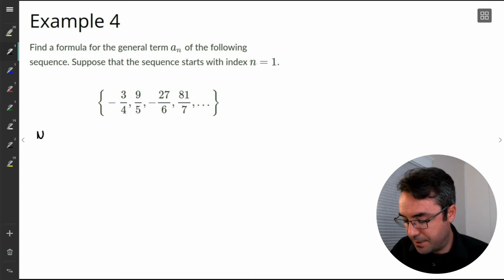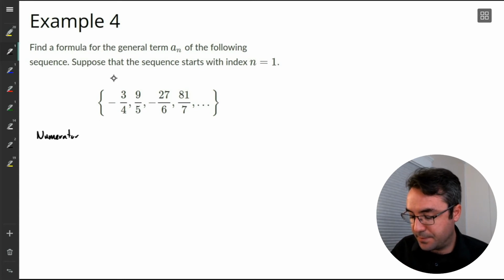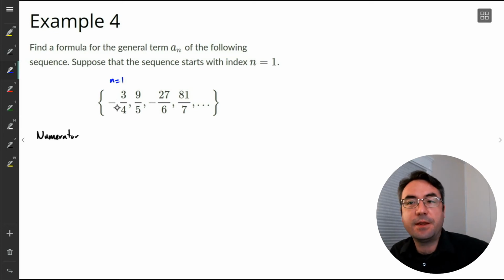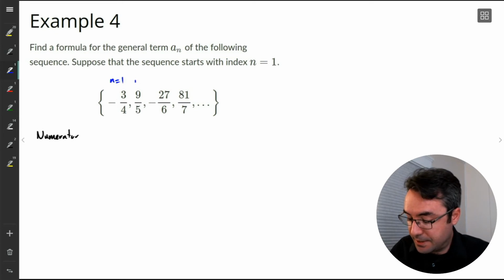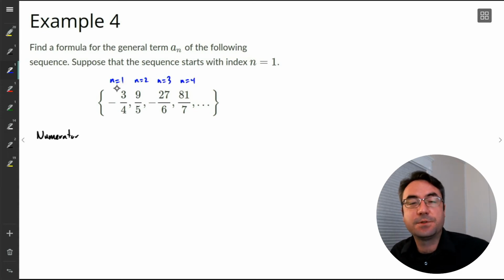So let's start with the numerator. And again, it's going to be helpful, we're starting with n equals 1. So then the next term is going to correspond to n equals 2, then n equals 3, then n equals 4. So it's helpful to write those positions out because we're trying to figure out a formula for how this fraction matches up with this n value.